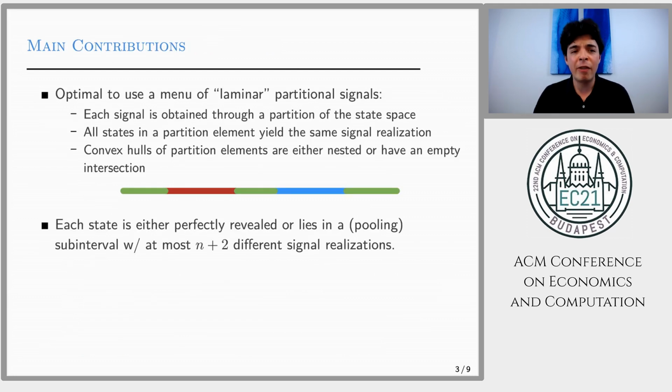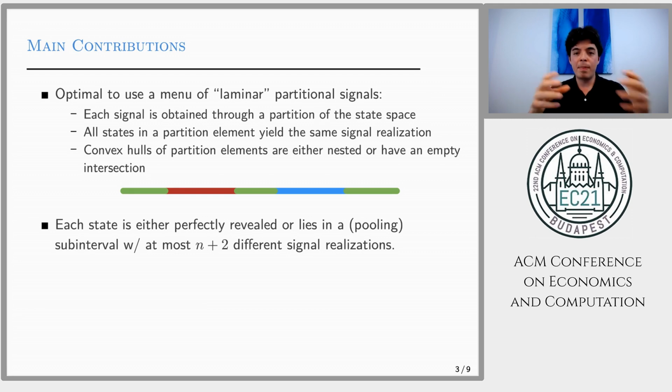Here's a quick summary of our findings. First, we established that it is optimal to use a menu of laminar partitional signals. In particular, each signal is obtained through a partition of the state space, and all states in a partition element yield the same signal realization.